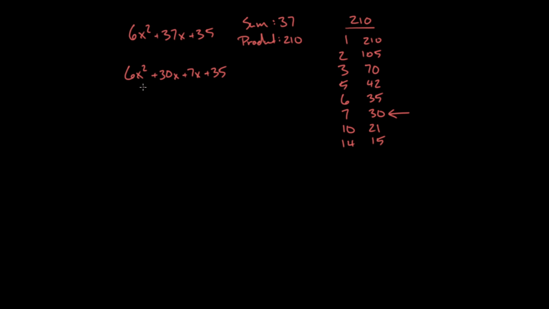And then I can look and see what's my greatest common factor here. My greatest common factor is going to be 6x for these first two terms. So I'm left with x. I'm left with 5. And then my 7 is the greatest term over here. 7 times x plus 5 again. And so when I factor out the x plus 5, I get x plus 5 times 6x plus 7.